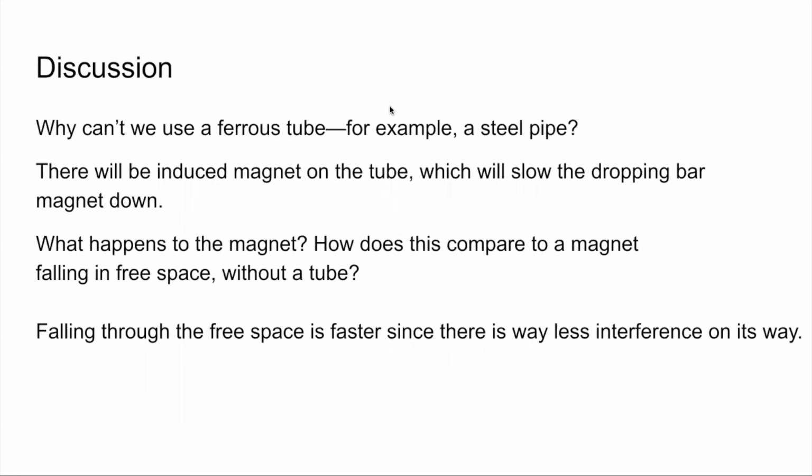Following our discussion question, why can't we use a physical tube, for example, a steel pipe? There will be much stronger induced magnetic fields in the tube, which will slow down the dropping magnet, so that the magnet will be too strong and get stuck in the middle. What happens to the magnet? How does it compare to the magnet falling in free space without a tube? Falling in free space is faster since there is far less interference on its way.